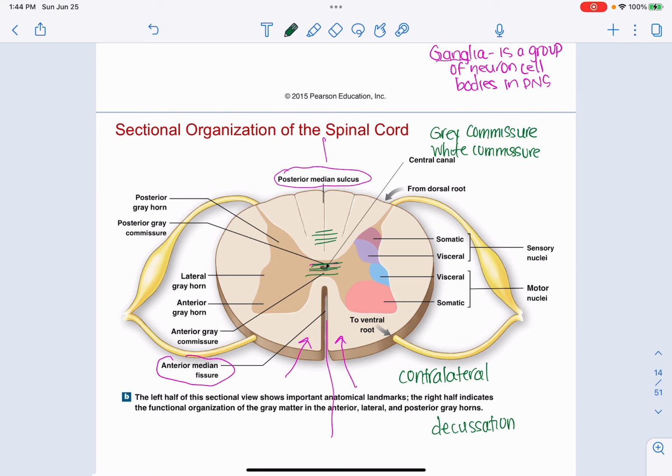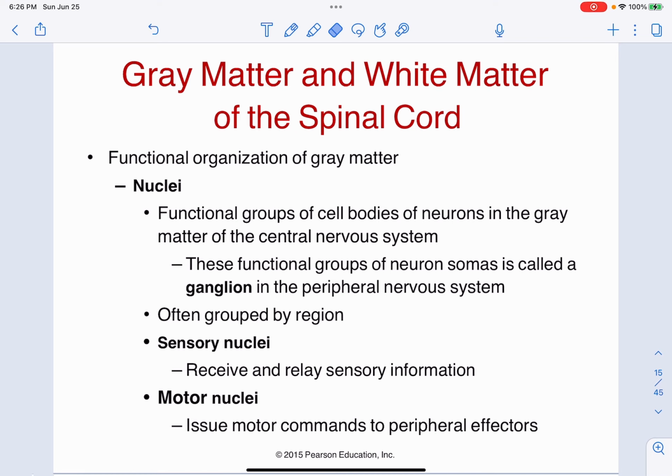We're next going to talk about how the white matter and gray matter is organized. All right, so we're now going to talk about how the gray matter is organized, and then we'll move on to how the white matter is organized. And we're going to talk about how it's organized in a functional way. I showed it to you before when we looked at the anatomy, but now we're going to see exactly what is going on.